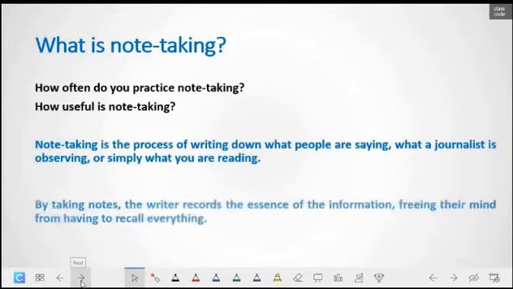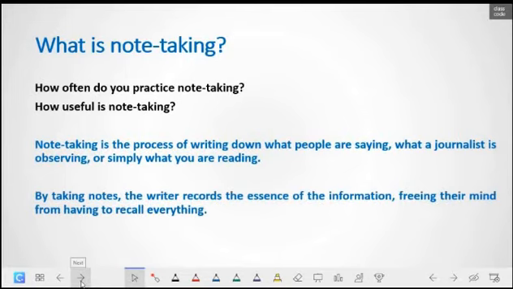So how useful is note-taking? Note-taking is the process of writing down what people are saying, what a journalist is observing, or simply what you are reading. By taking notes, the writer records the essence of the information, freeing their mind from having to recall everything. So in short, you write down the most important things.